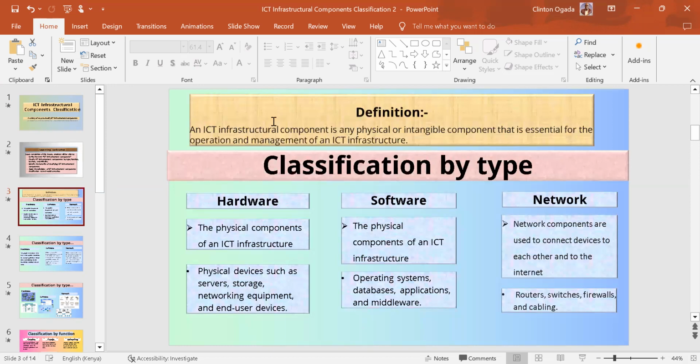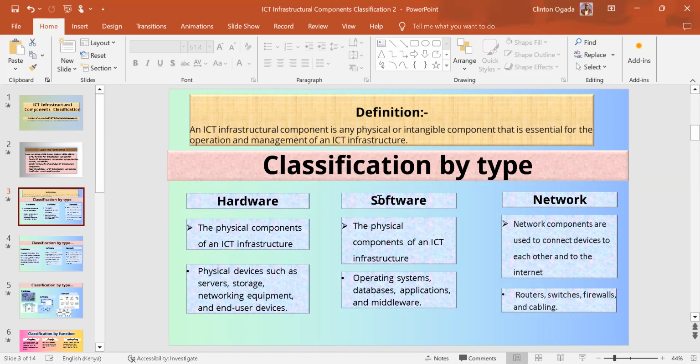By definition, an ICT infrastructural component is any physical or intangible component that is essential for the operation and management of an ICT infrastructure. When it comes to the types, we can classify them according to type, and we have hardware, software, and network. Hardware speaks of the physical components of an ICT infrastructure. These may include devices such as servers, storage, networking equipment, and end user devices.